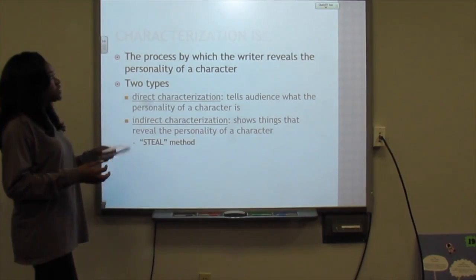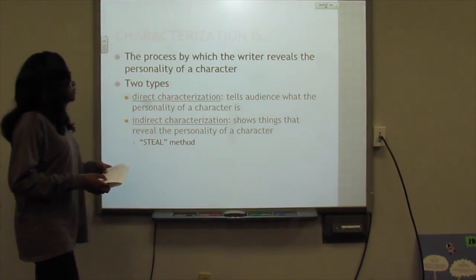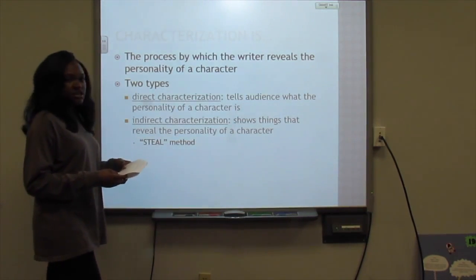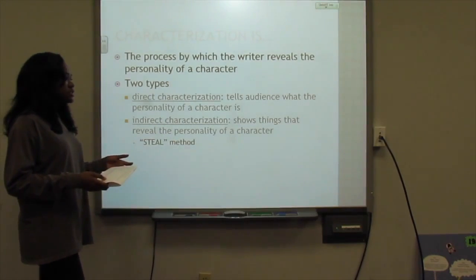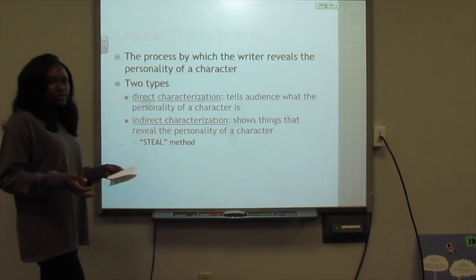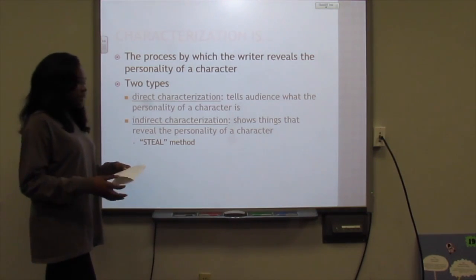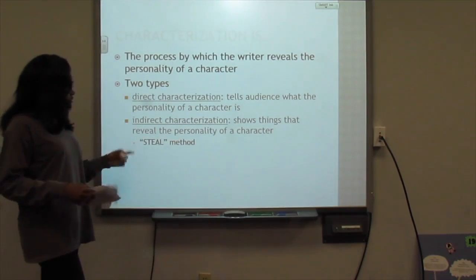Characterization is a process by which the writer reveals the personality of the character. There are two types of characterization: direct characterization and indirect. Direct basically tells the audience what the personality of the character is, and indirect shows the things that reveal the personality of the character, which leads us into the STEEL method.